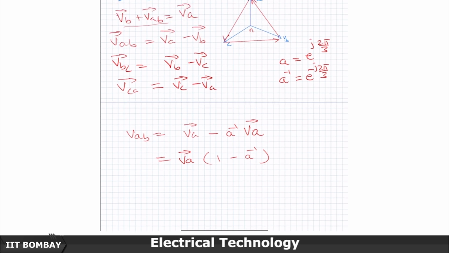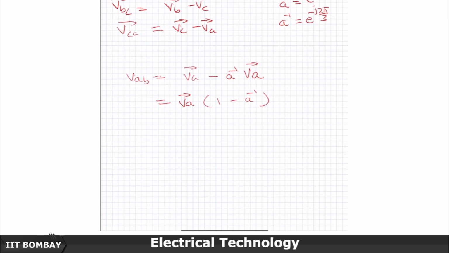Now let us do it geometrically. This is 1, this is A inverse or A square, this angle is 120 degrees. So, I take minus of A inverse. So, I come somewhere here, this is minus of A inverse, these lengths are equal, and so this is 120 degrees. So, this becomes 60 degrees. So, now I complete the parallelogram.